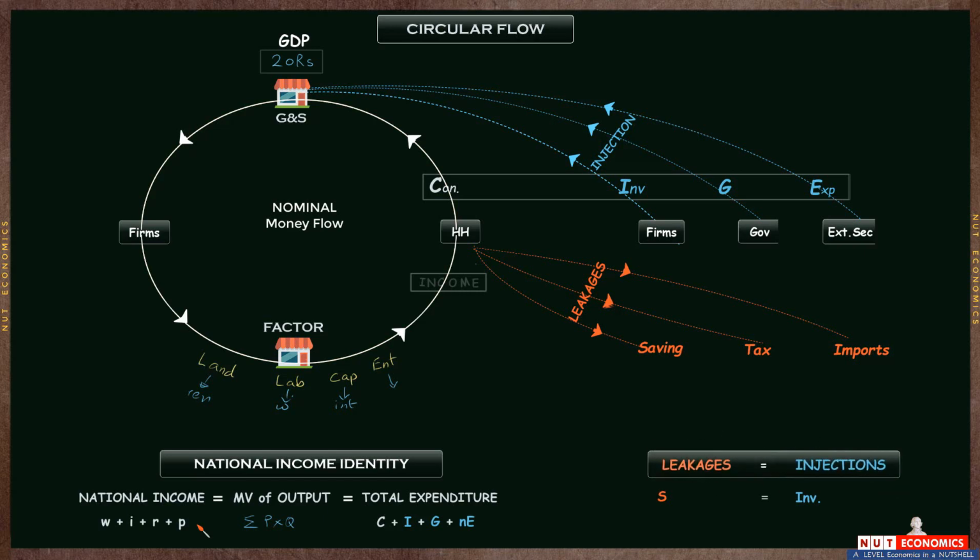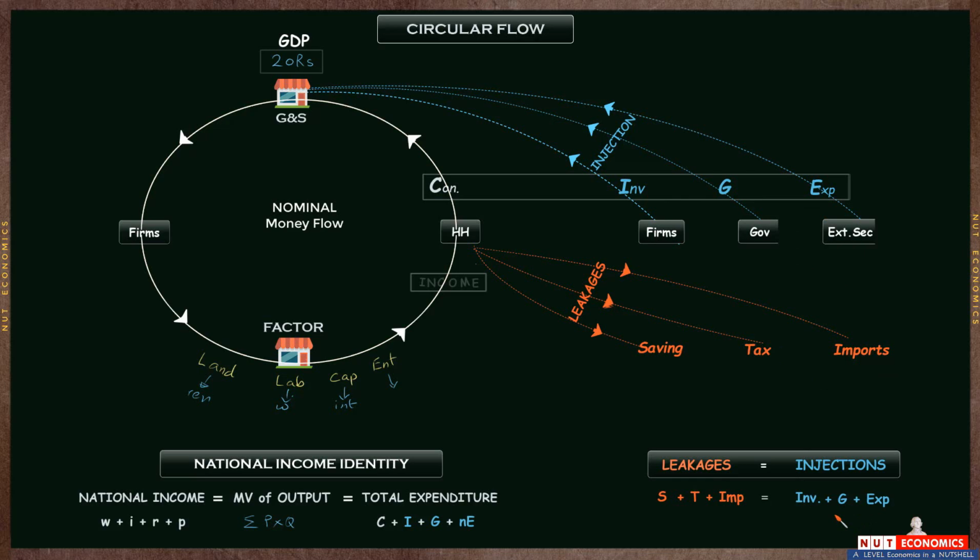And as far as this leakages injections equation is concerned, previously we just had one leakage of saving and one injection of investment. Now we have two other leakages and two other injections. So this equation still basically conceptually is the same, that the macroeconomic circular flow will be in equilibrium when the total leakages are equal to the total injections, or this time savings plus imports plus tax spending. When that is equal to the injections of investment plus government spending plus exports, then we say the circular flow will stabilize at a certain level of equilibrium.